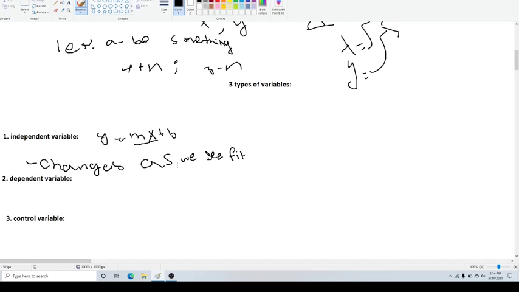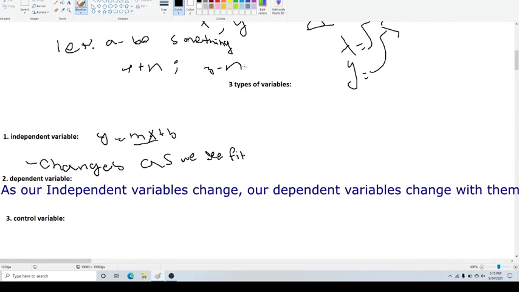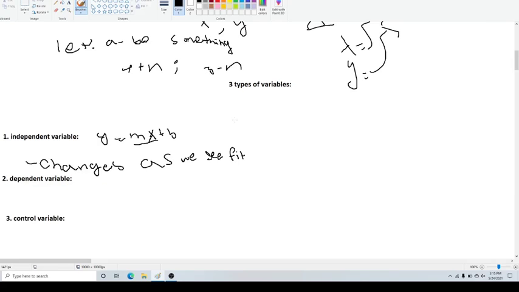The dependent variable depends on the independent variable. So if we go back to our y equals mx plus b, this idea that we plug in something into x and we get a y. That's our dependent variable. The reason being is because we put something in x and we get something out for y.